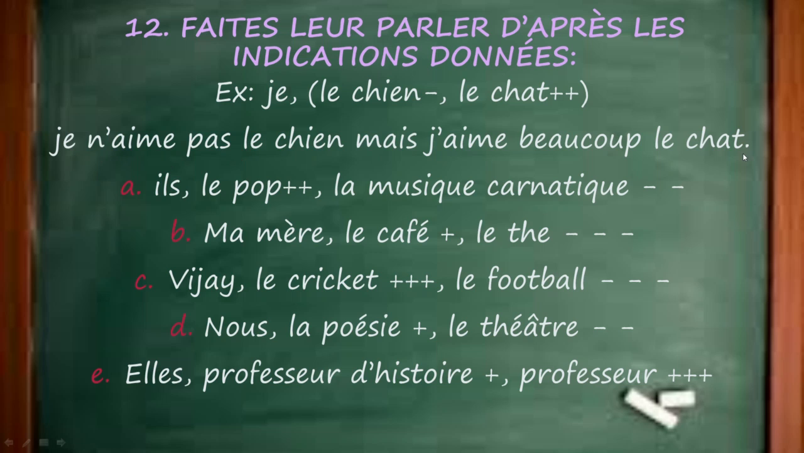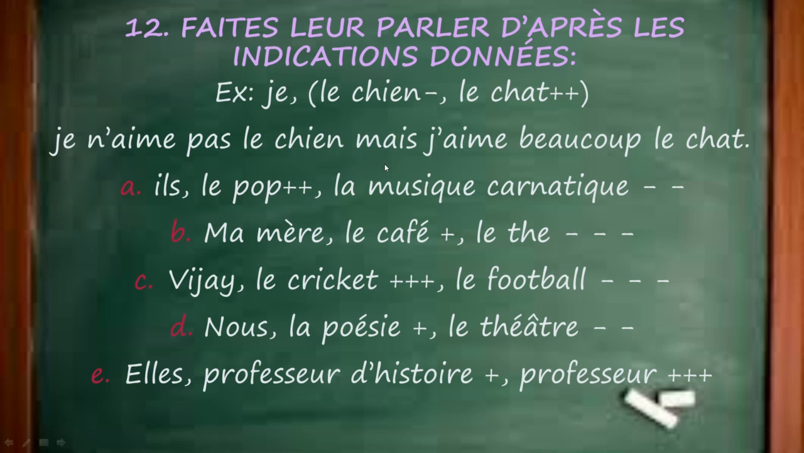Oui. So the first one, a: il, le pop. First you write before the comma, so you just write il. Then you check the plus. You got two plus, which means you got to use ils aiment beaucoup. Oui, ils aiment beaucoup le pop.